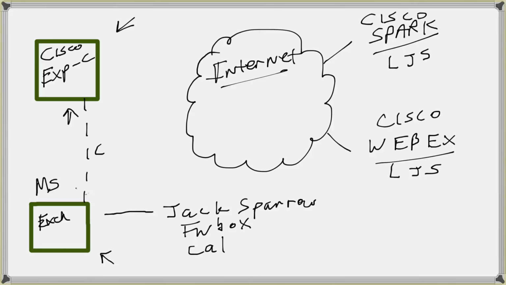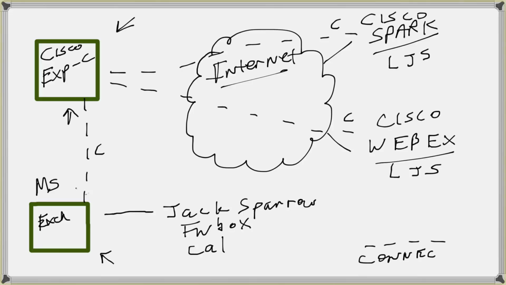And we also have a connector out through the internet to Cisco Spark. And we also have a connector out to WebEx. These are also connectors here. I'll mark them with C, and we'll say the dotted lines are connectors. So what's going to happen here? Let me show you the demo, then we're going to come back to this drawing.